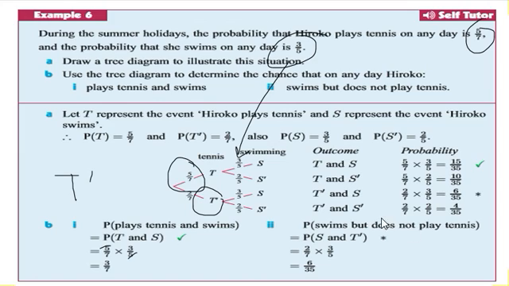Or else, if you want to find out being able to swim but not playing tennis, just look back to the numbers here and multiply them, and that would be the answer. Okay, so that's how we use the tree diagram.